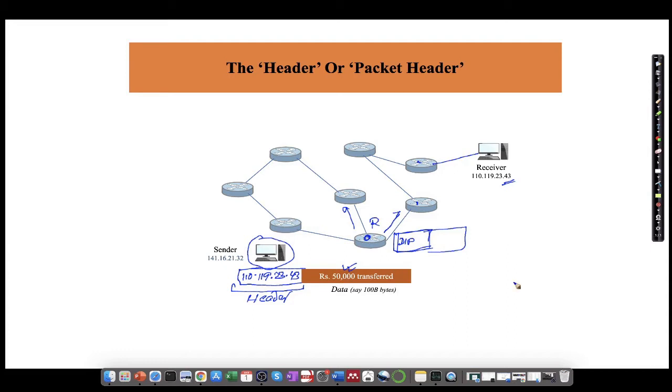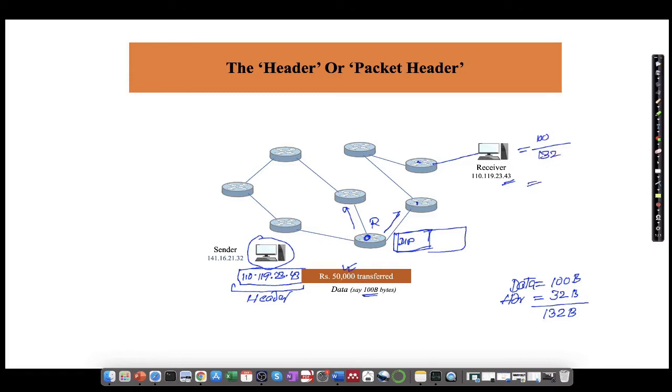In this case, the size of the data is equal to 100 bytes. Let us suppose that this rupees 50,000 transfer is of size 100 bytes, for example. And the size of the header, which is the destination IP address, is 32 bytes, considering IPv4. So altogether, it will transmit 132 bytes, and the receiver will receive all the 132 bytes, but out of that only 100 bytes are useful data.